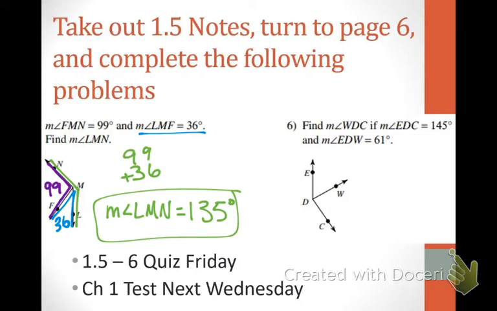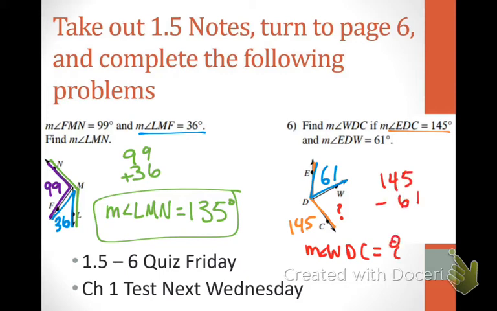And on the second one, find the measure of angle WDC. If the measure of EDC, which is the outer angle, is 145, and the measure of angle EDW is 61, we want to find the measure of angle WDC. So what do we have to do here to find the measure of that angle? Subtract. So what's 145 minus 61? 84. Perfect.